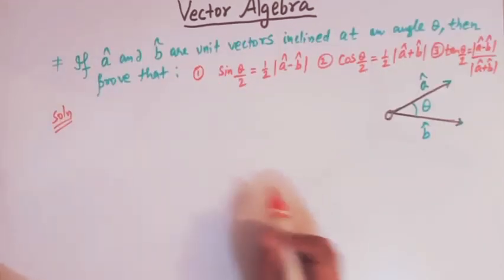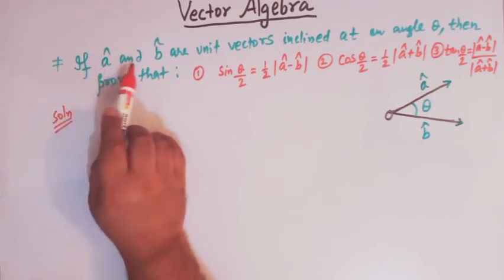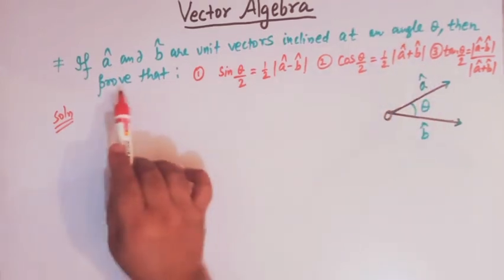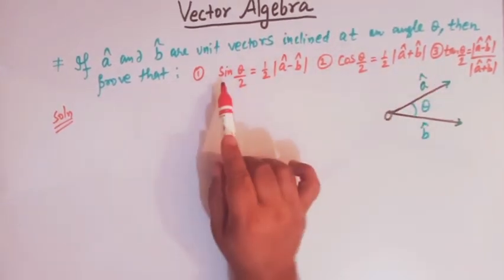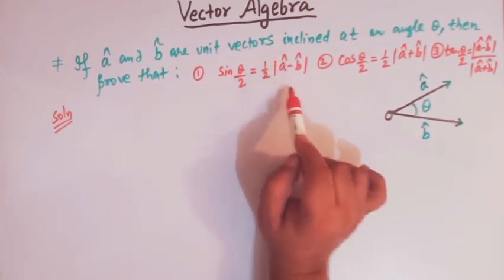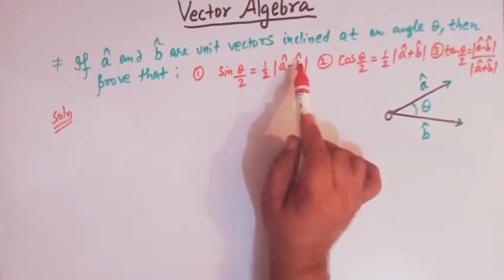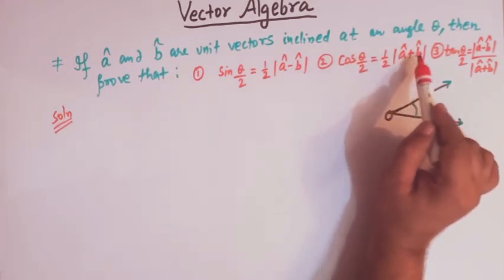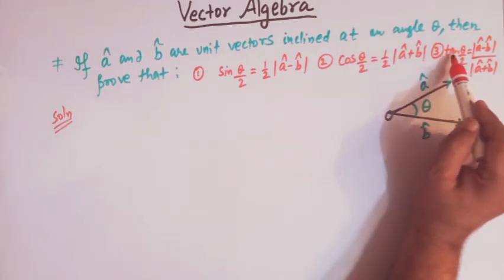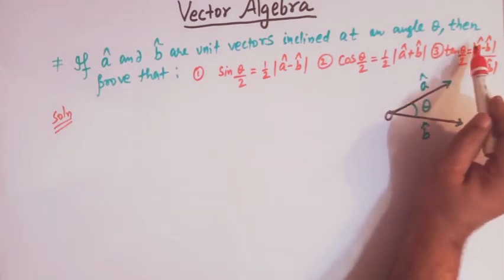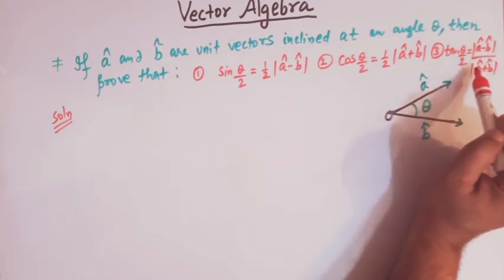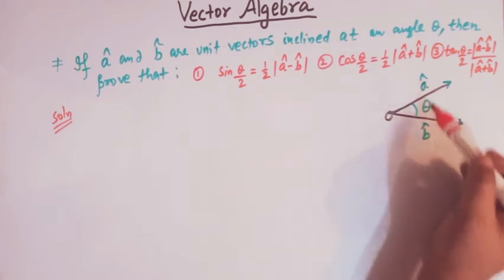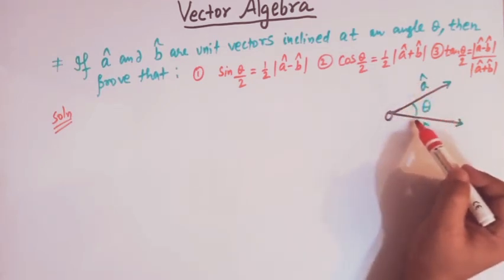Let us take this question. If a cap and b cap are unit vectors inclined at an angle theta, then we have to prove that sin theta by 2 equal to half magnitude of a cap minus b cap. Here cos theta by 2 equal to half times magnitude of a cap plus b cap, and then we have tan theta by 2 equal to magnitude of a cap minus b cap divided by magnitude of a cap plus b cap. Now here we have shown two unit vectors which are inclined at an angle theta.